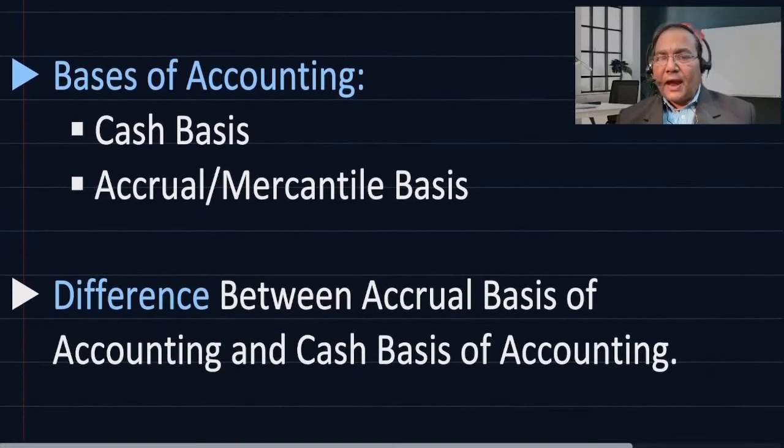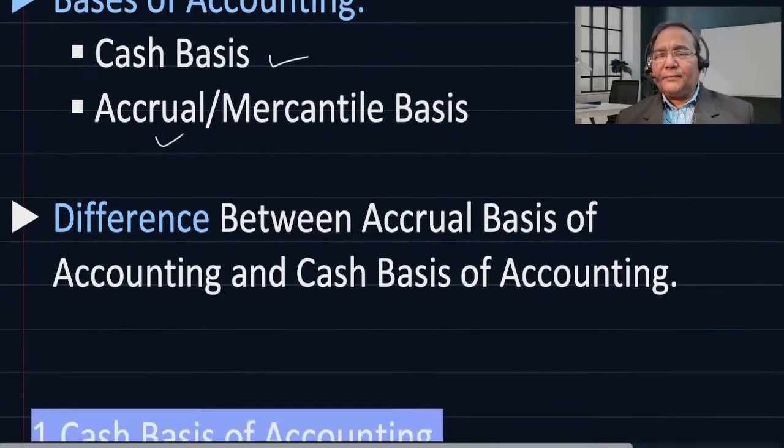So there is a cash basis of accounting and there is accrual. Accrual means either services are provided or services are received, irrespective of the fact whether corresponding cash is received or not, it is to be treated in the books of account. That is accrual basis. Mercantile basis is one and the same, wherein the actual happening is considered irrespective of the cash.